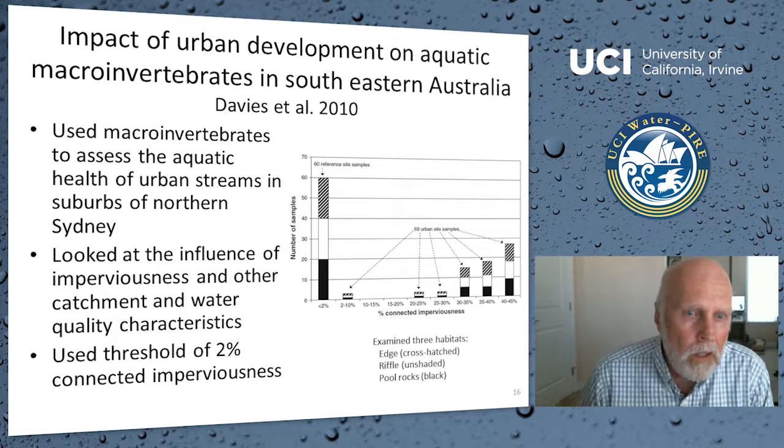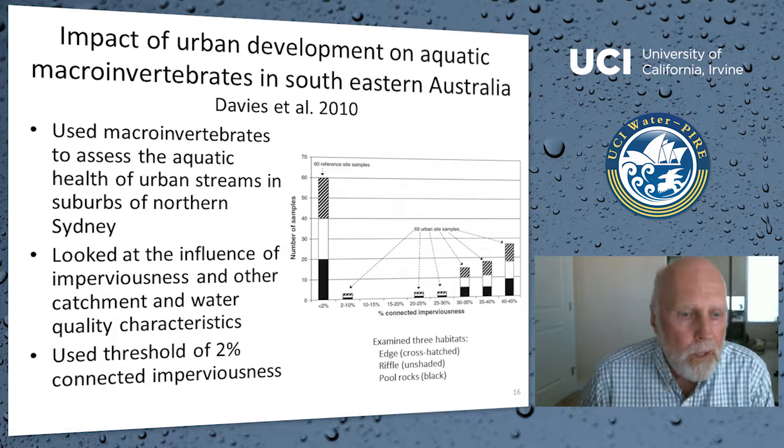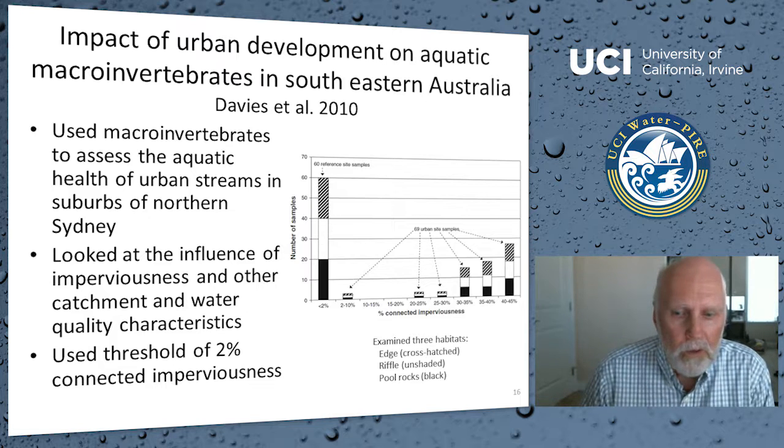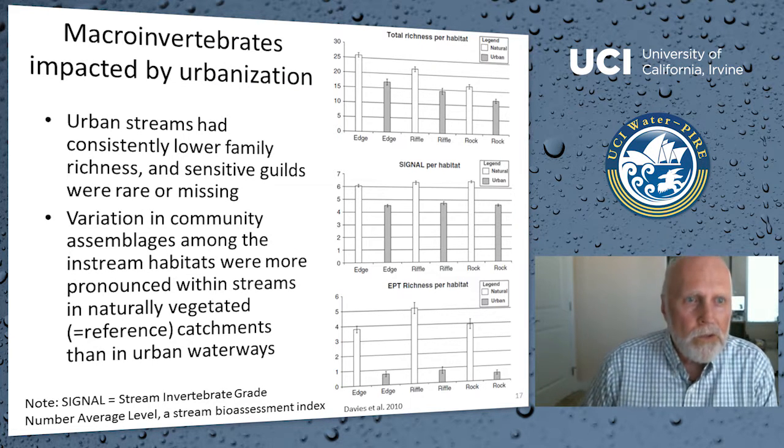And you can see they had a lot of reference sites where there was less than 2% imperviousness, and then they had a number of sites that went from between 2 to 10% all the way up to 45% impervious, and those were their urban sites. And in this case, they're using 2% as that threshold for connected imperviousness. So if we go to the next slide, we see the results of this.